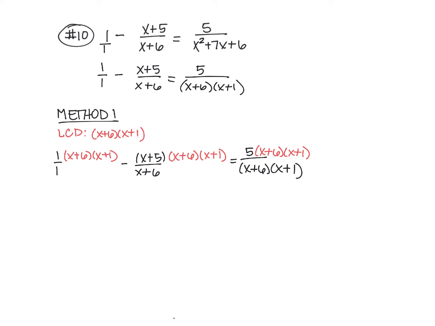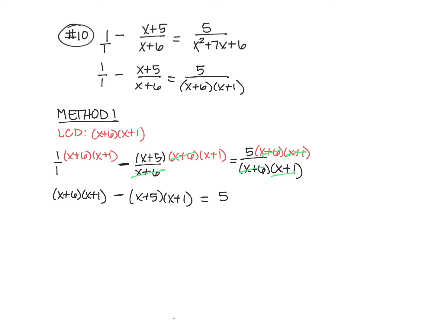Now, what that leaves me with is this first one. I'm going to have x plus 6 times x plus 1 because really the denominator didn't matter to begin with. In this second fraction, what I'm going to be left with is minus, because this was a minus, x plus 5 times x plus 1. And in this third fraction, the other side of the equal sign, all I'm going to be left with is 5.